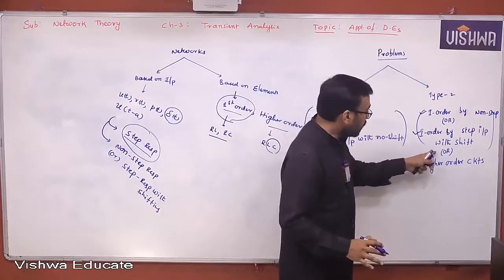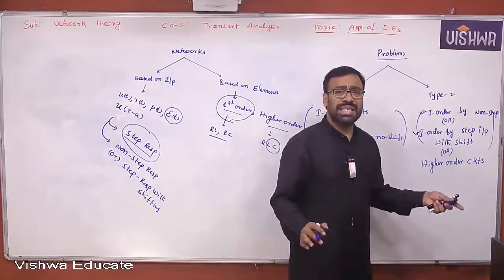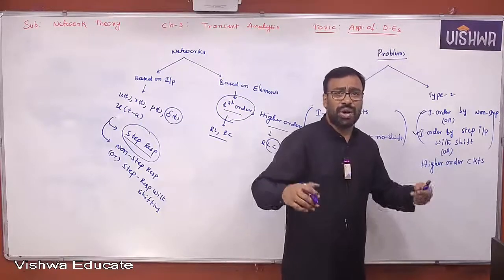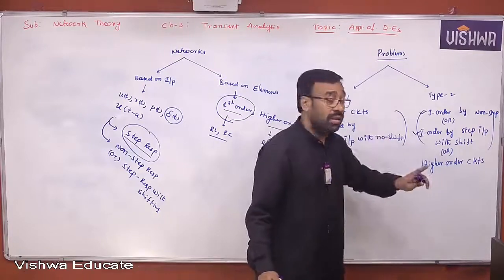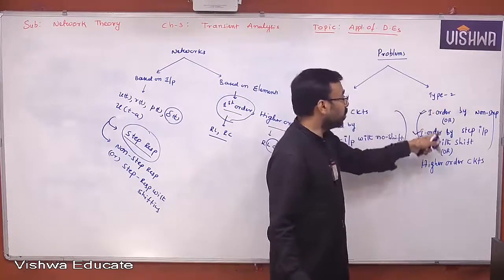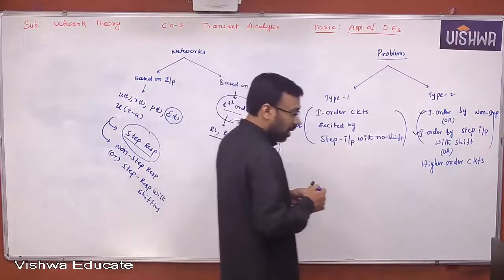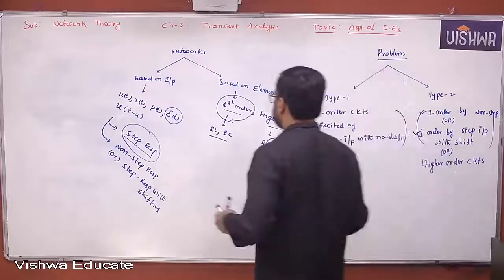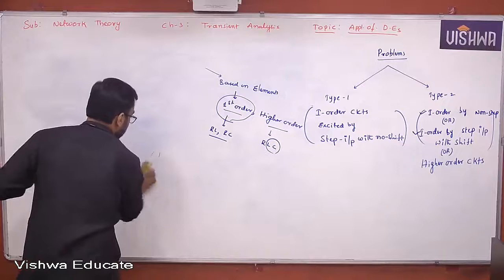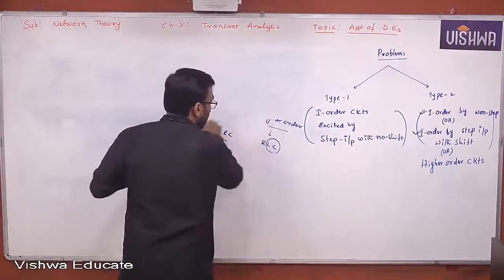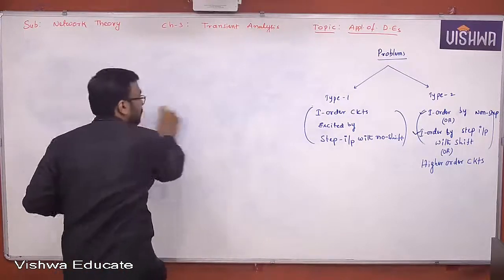Then what is the other one? Higher order circuit excited by anything. It doesn't matter whether it is a step or non-step or shifting or non-shift. All higher order problems will come under type 2 only. That's all of you, okay? Let me write very clearly here. I think you understand very clearly, like there are two types of problems, type 1 and type 2.